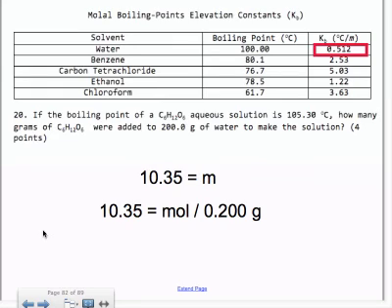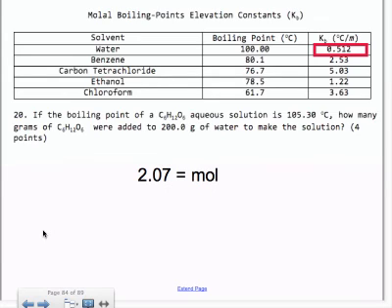All right, so 10.35 molal, remember molality is moles per kilogram. We had 200 grams, which is 0.2 kilograms. So the number of moles of sugar here would be 10.35 times 0.2, which is 2.07 moles. We're not there yet. We have one more step to go, because we need to get from moles to grams. That's what the question wants. So 2.07 moles from the last step. Converting that to grams, we would do 2.07 moles times 180.